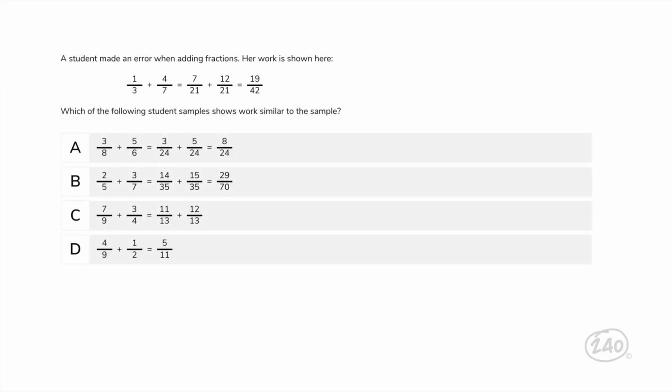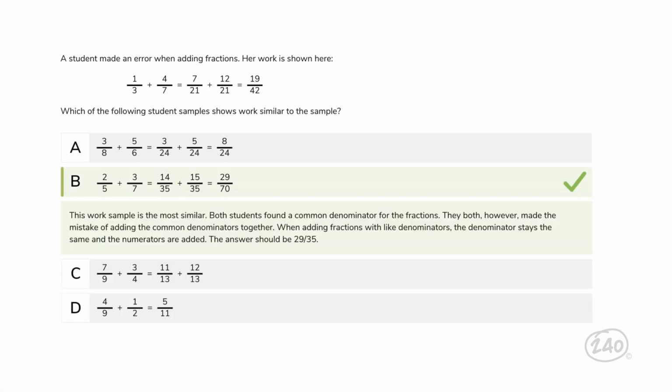The student found a common denominator for the fractions, which was correct. However, they made the mistake of adding both the numerators and the common denominators together, when only the numerators should have been added. Looking at the answer choices, this is the correct answer. Just like the example, this answer shows a student finding a common denominator, then adding the denominators. You still with me? Phew, we're doing great.